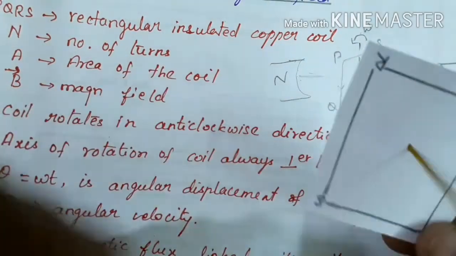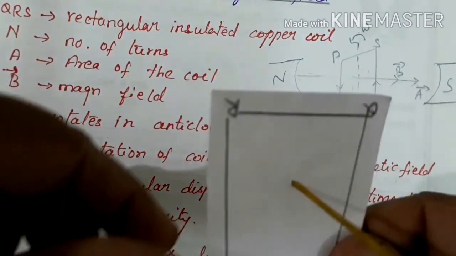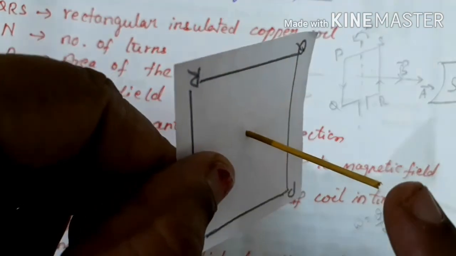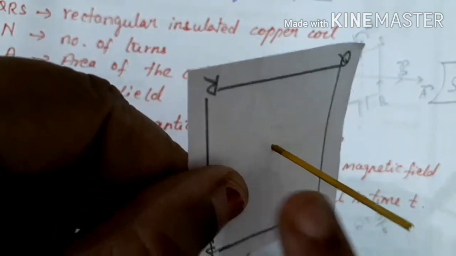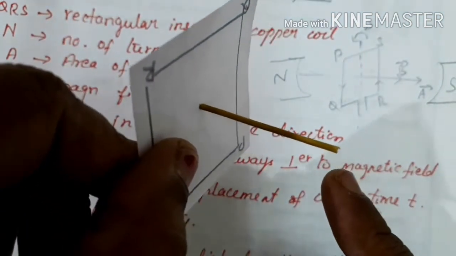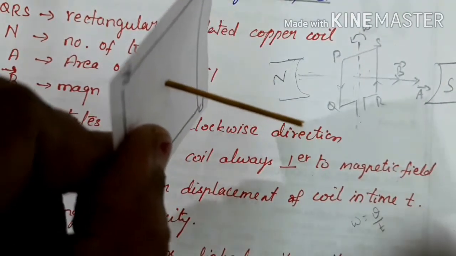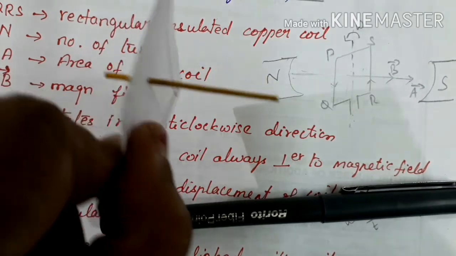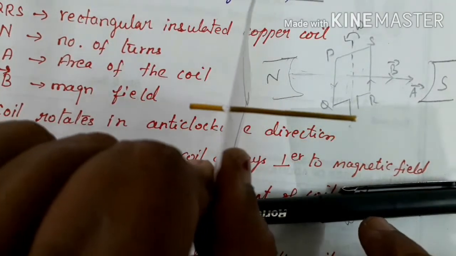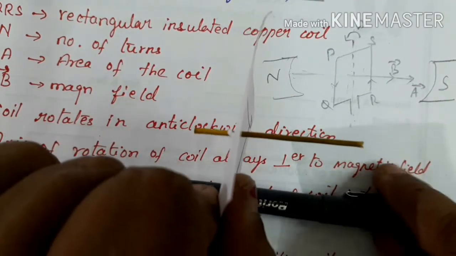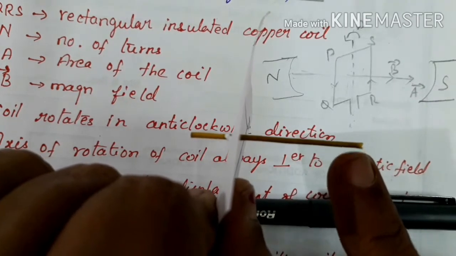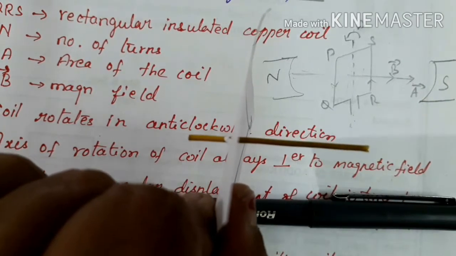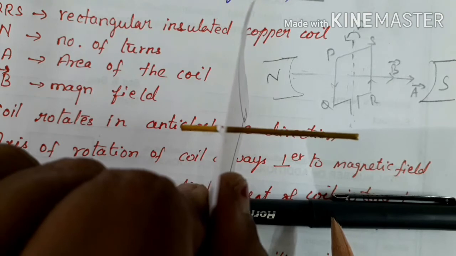Imagine this to be the rectangular coil, PQRS, and naturally you know that this is the area of the coil and this will represent the area vector, right? Imagine this to be the direction of magnetic field. This pen represents the direction of magnetic field. This is the first position of the coil. This is the area vector, A vector, and this represents B vector.